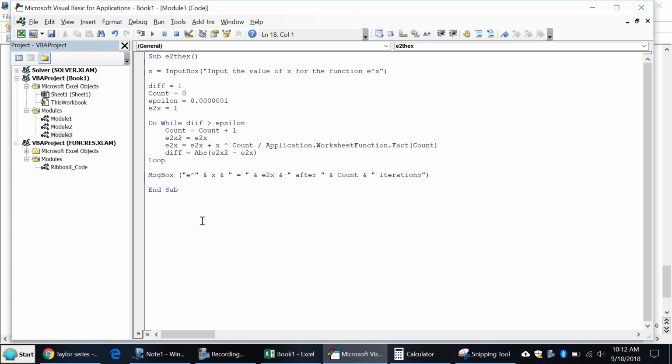Okay. So I want you to realize that we didn't do any coding here. All this is just giving us information. So all it's going to do is just say e to the x, which is what I'm looking for, is equal to whatever the value is after however many number of iterations. All right? And we're done. So let's run it and see what happens.